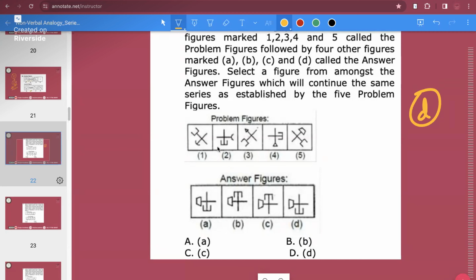Okay, it's 135 degree. Okay, how did you guys decipher it's D? Option C, sir. Okay, there's option C as well. Okay, anybody else? One moment.